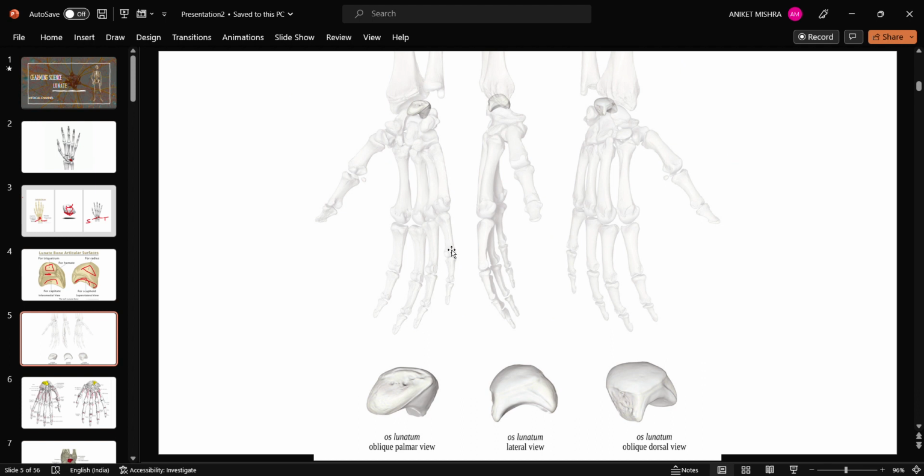We can also see the structures in this image. If we look at the oblique dorsal view of the lunate, we will find that this lateral surface has a semilunar facet, half facet with a crescentic facet, articulating with the scaphoid bone. We will see it more clearly in this.